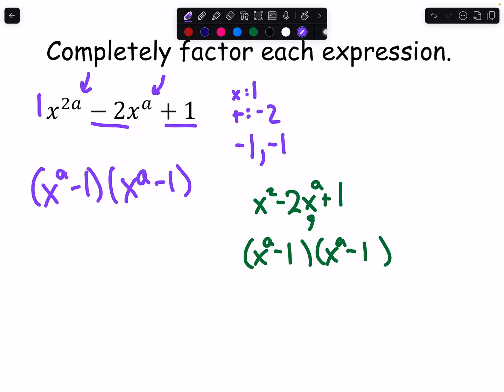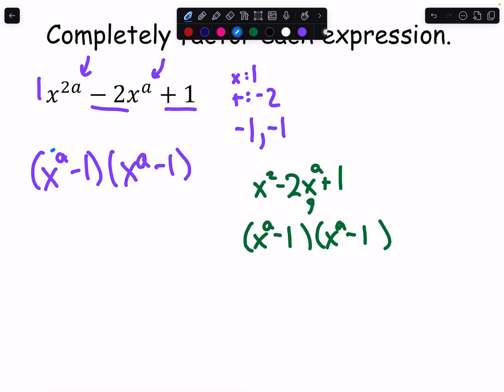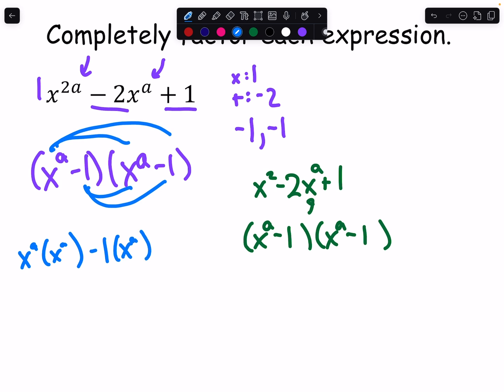And if you're doing this on a test or something like that, and you think, oh, I don't know if that's correct, we could always check our work. So always just multiply it out. Multiply everything by everything. So x to the a times x to the a. And then we have minus 1 times x to the a. We also have minus 1 times x to the a. And then we have negative 1 times negative 1, just plus 1.